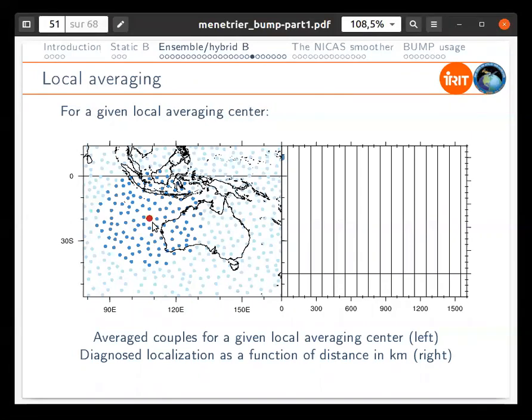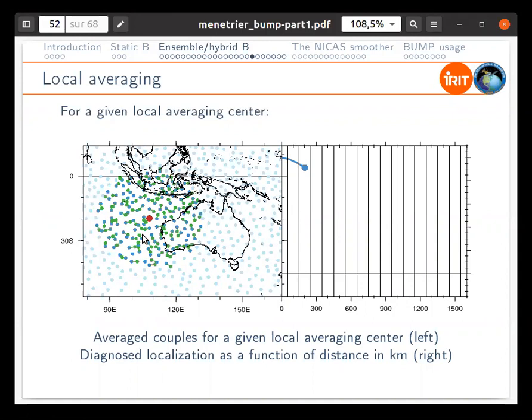The red point is the center of the averaging area, and the light blue points are all the subsample points, but we will only consider the dark blue points for averaging here. And we'll use the first class here.